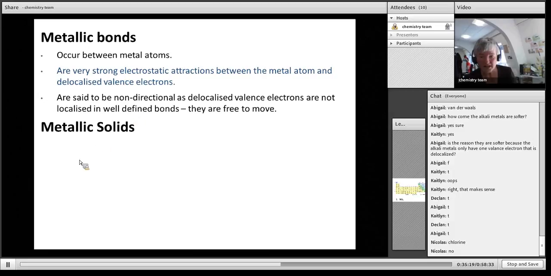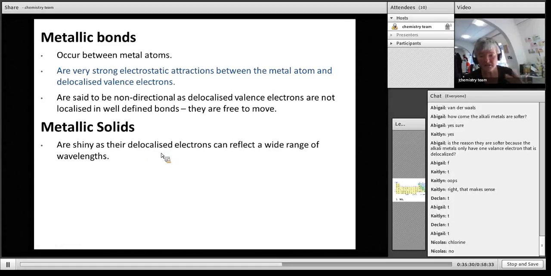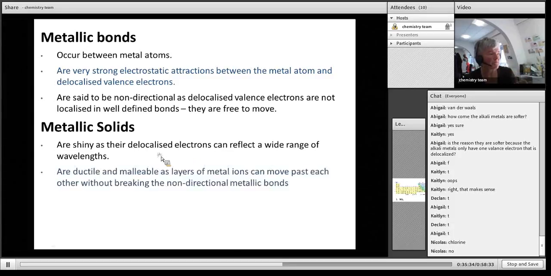So to explain the properties, this is the macro. Because the electrons are delocalized, they can emit a wide range of light and reflect a wide range of light, and that's why they're so shiny. Ductile and malleable are the macro properties, and the explanation, the micro bit, is that the layers of metal ions can move past each other without breaking the non-directional metallic bonds.